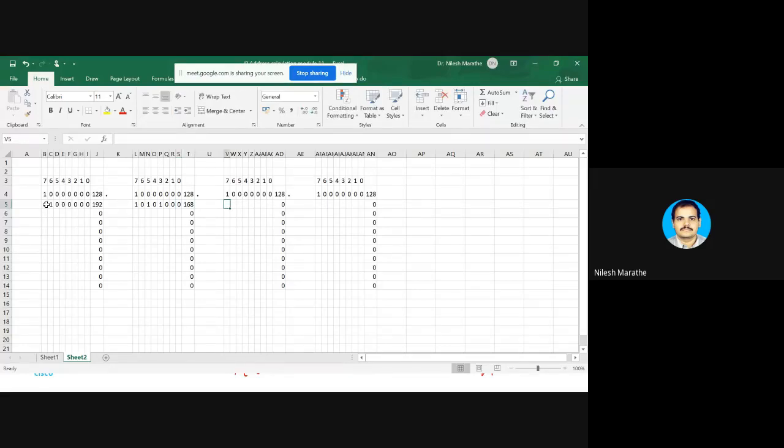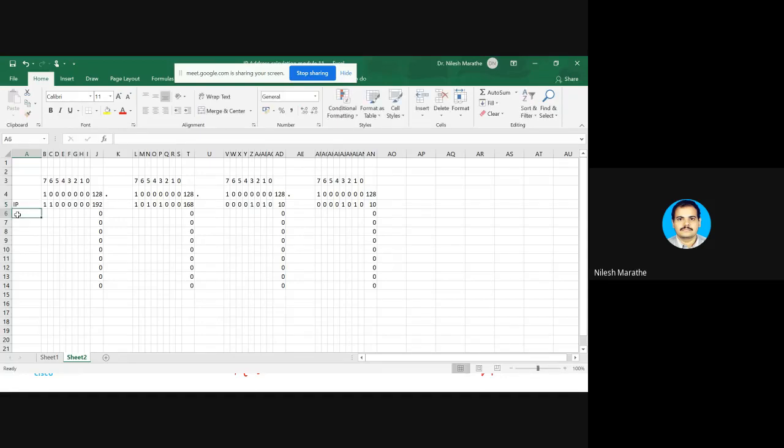10, yes. We want 0, 0, 0, 0, 8 plus 2. So that is 8 plus 2, not 4. 2, that is 10. So it is 0, 0, 0, 0, 1, 0, 1, 0, that is 10. Is it okay now? This is the IP address.